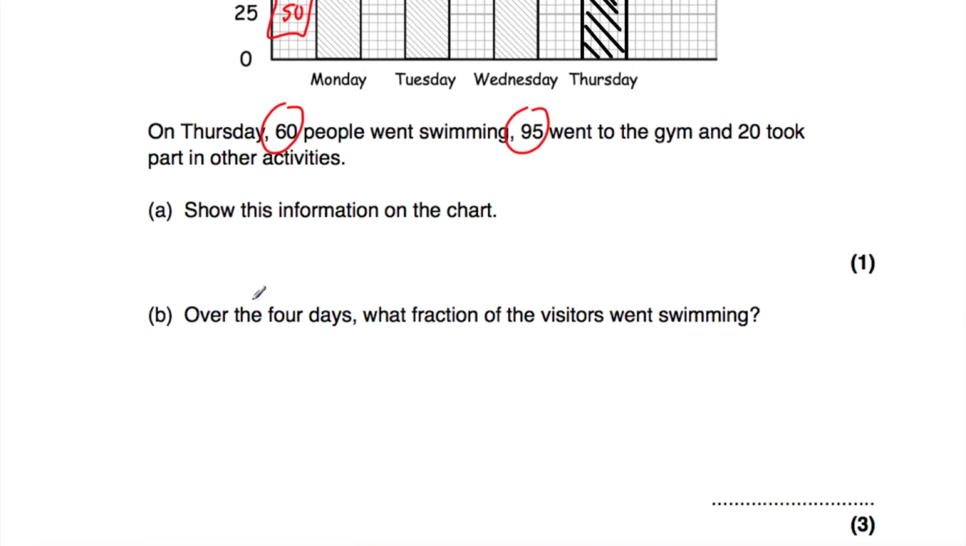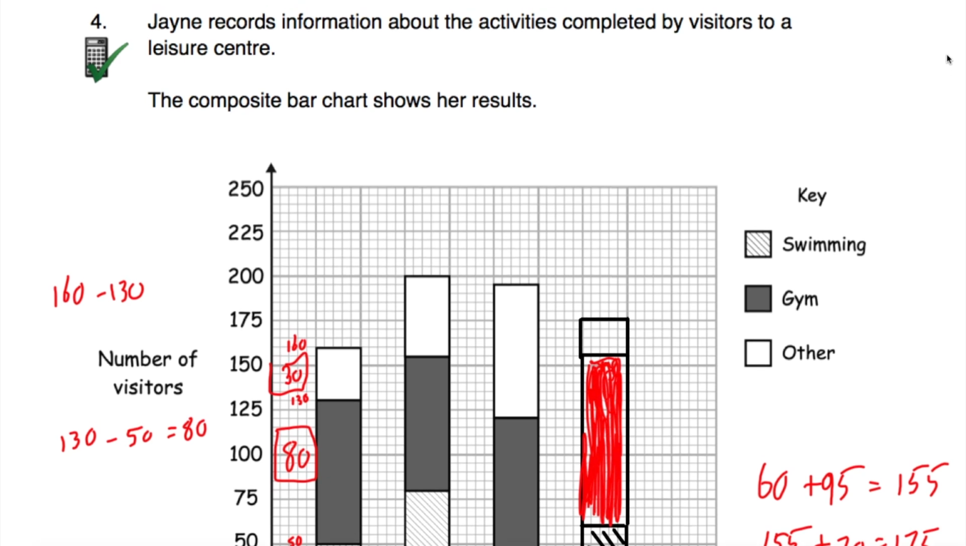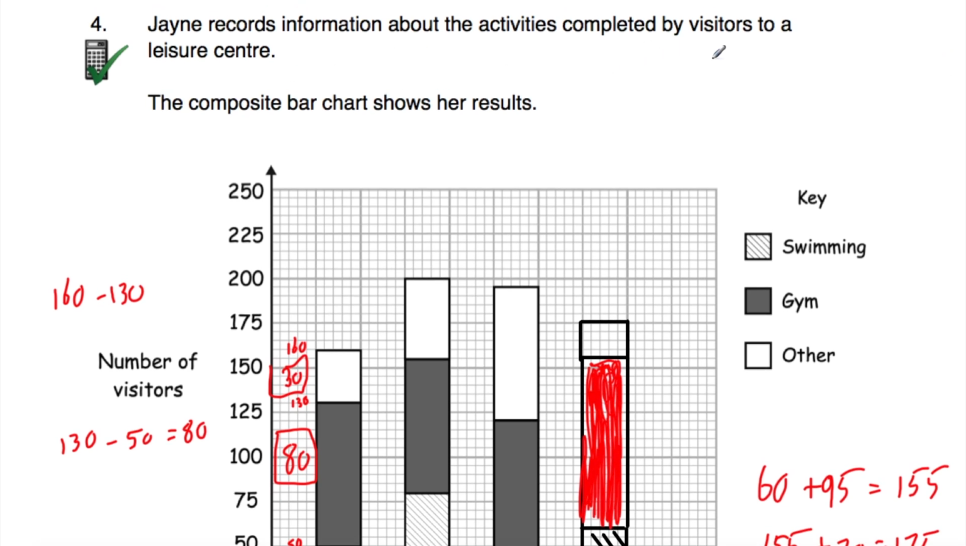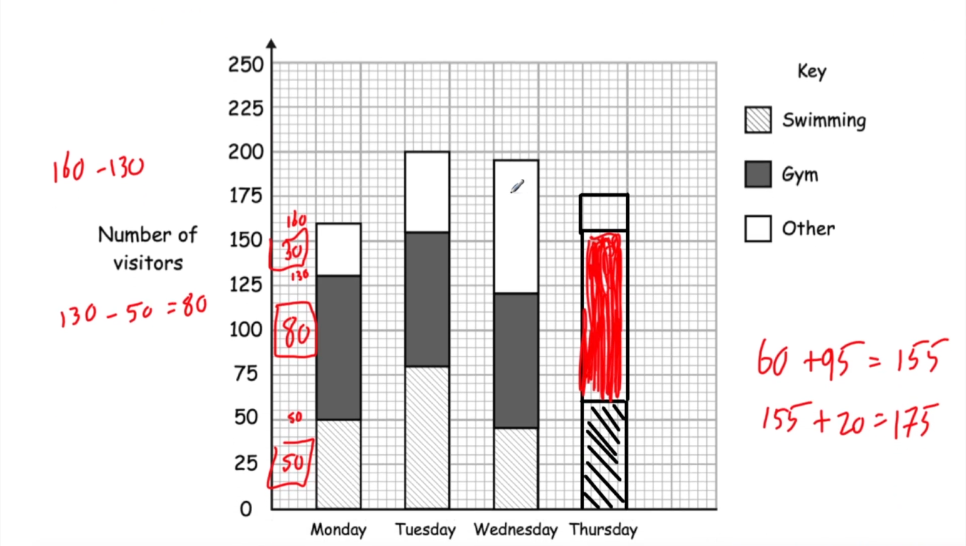Okay, let's carry on. Part B says, over the 4 days, what fraction of the visitors went swimming? So what fraction of the visitors went swimming? Now I'm scrolling up to the top to see if it tells us how many visitors there were altogether, and it doesn't. So that means we're going to have to do a bit of addition here. So we want to find out how many visitors there are altogether.